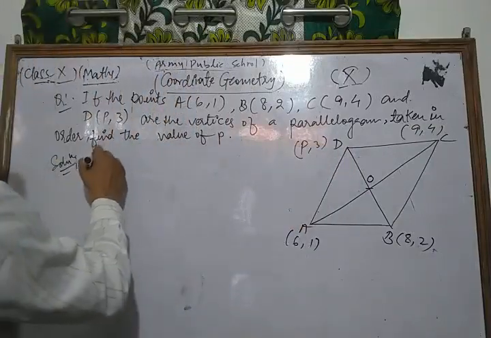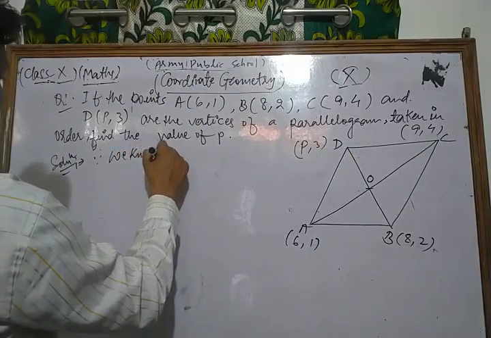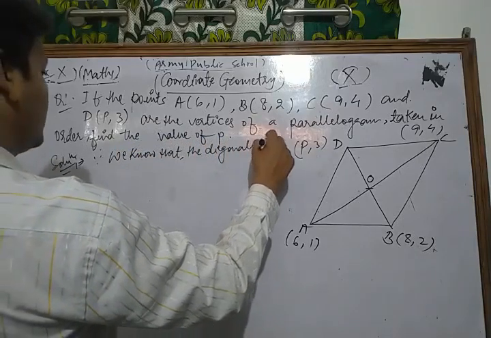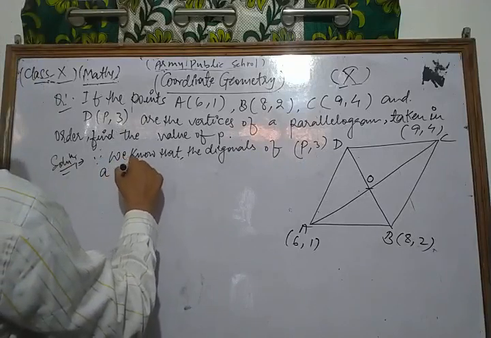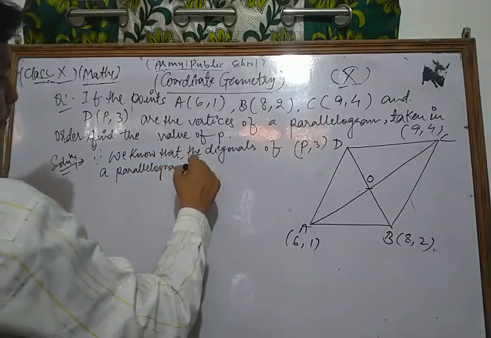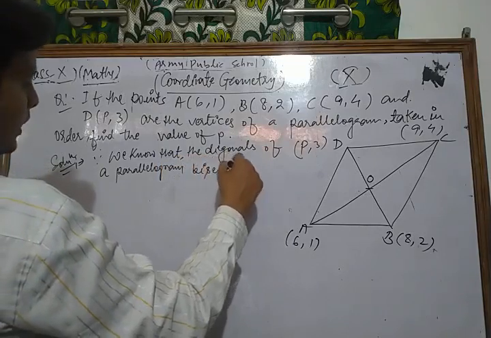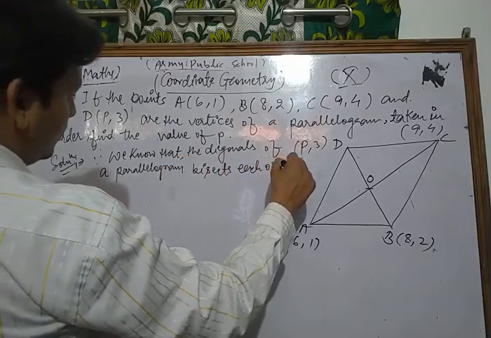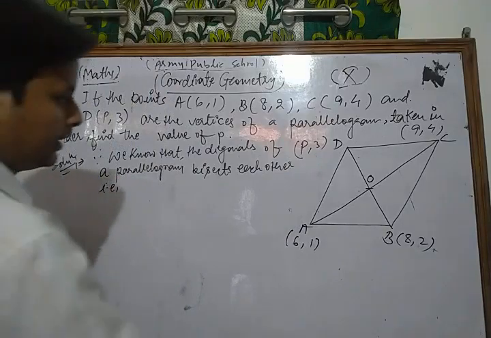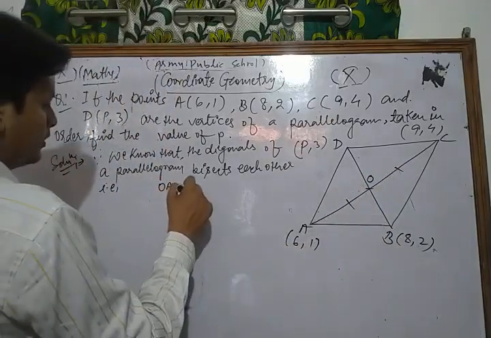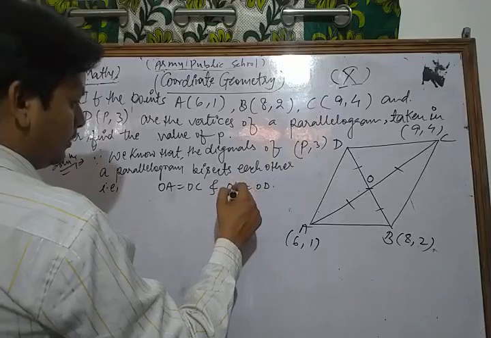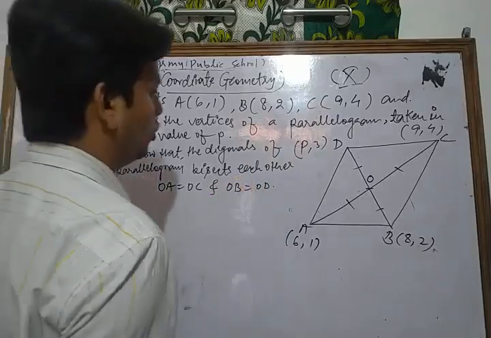Since we know that the diagonals of a parallelogram bisect each other, it means that OA is equal to OC and OB is equal to OD.